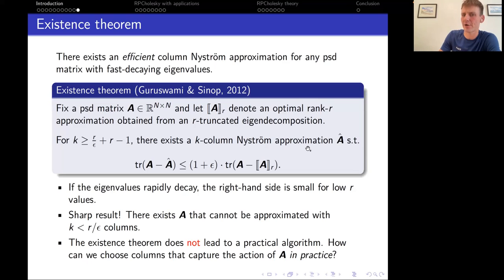There exists a K-column Nystrom approximation, where K is typically going to be bigger than R, that's almost as good as that best rank R approximation in the trace norm, up to a 1 plus epsilon fudge factor. And how big do you have to take K? You have to take K bigger than R over epsilon, plus R minus 1, for this existence theorem to guarantee that there is a really good column Nystrom approximation. So if the eigenvalues rapidly decay, this right-hand side is going to be small for low R values.